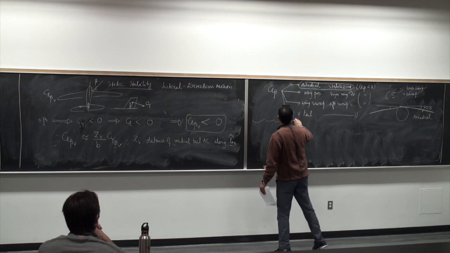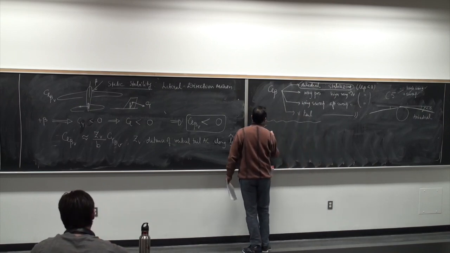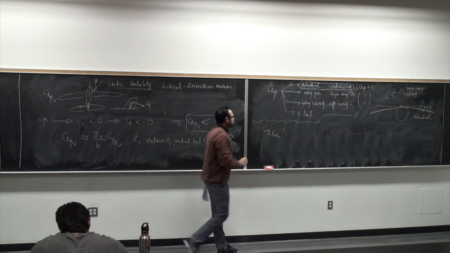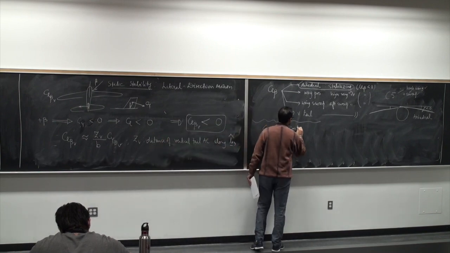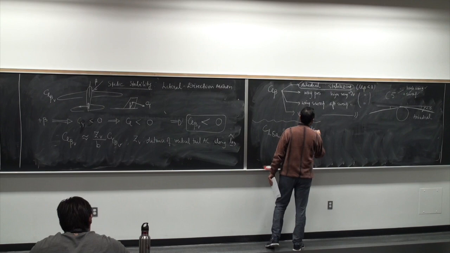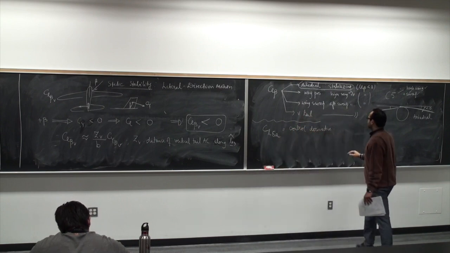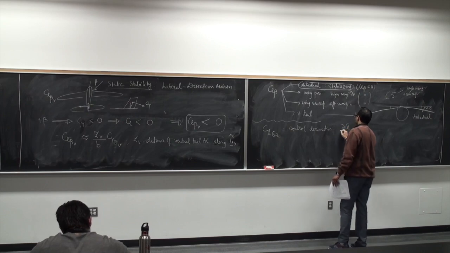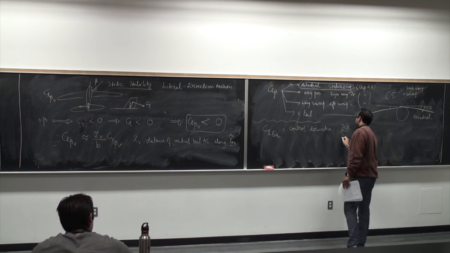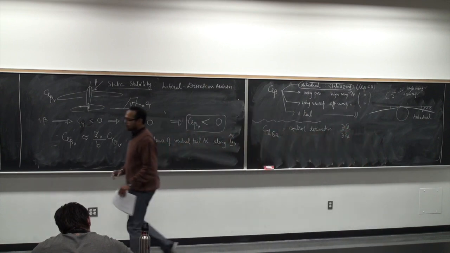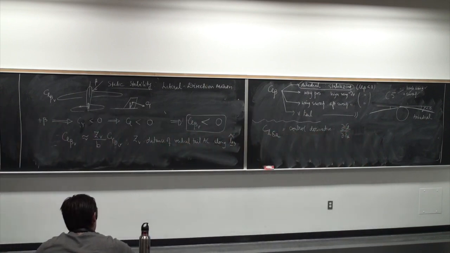Alright, so the next derivative is Cl delta A, and this is a direct control derivative because this is the partial of the rolling moment coefficient with aileron deflection. So the main reason you have ailerons is to induce a rolling moment, right? Back the aircraft.